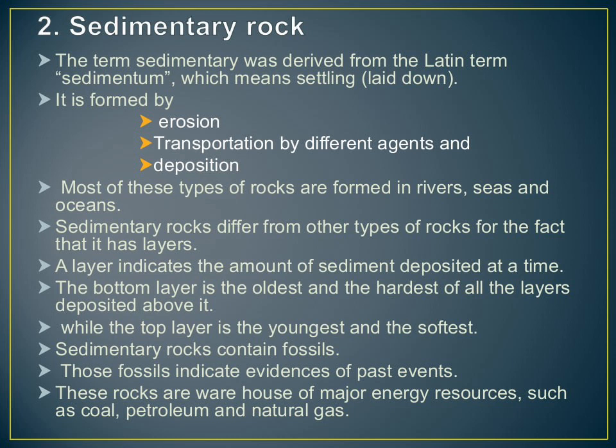Sedimentary rocks are the warehouse of major energy sources. Those major energy sources are called coal, petroleum and natural gases. So those major energy sources are found in sedimentary rocks. This is all about the second type of rock which forms the earth's crust. So the third type of rock which forms the earth's crust is known as metamorphic rock.